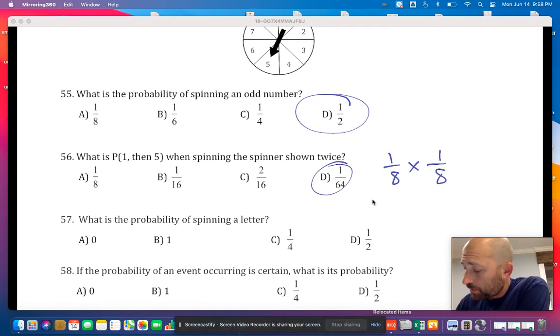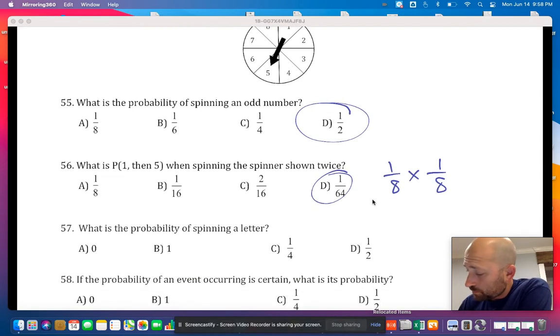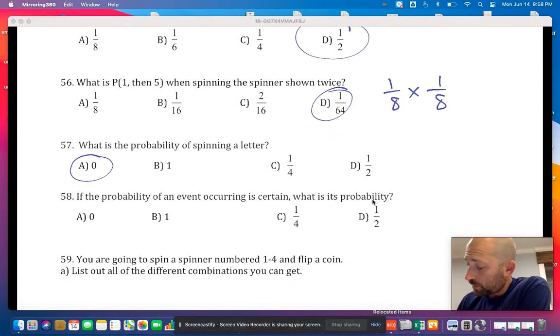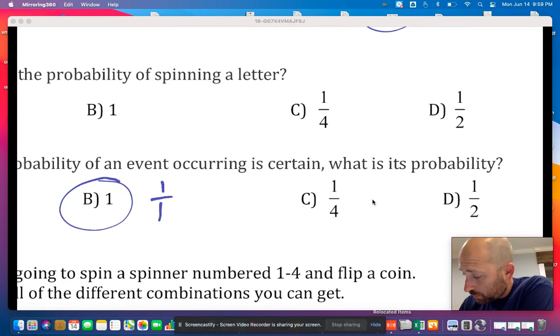What is the probability of spinning a letter? It's only numbers. It's impossible. That's a 0 probability. What is the probability of an event occurring that is certain? That's 1 out of 1, 100%. So that could also be 1 out of 1 or 100%.